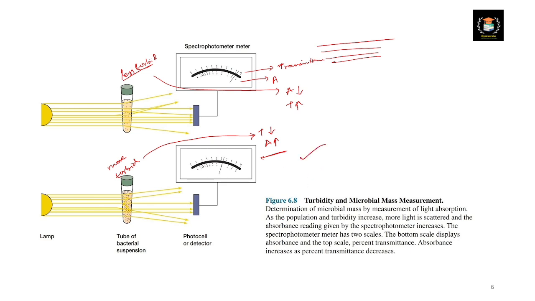You can just go through this. Determination of microbial mass by measurement of light absorption. As the population and turbidity increase, more light is scattered and the absorbance reading given by the spectrophotometer increases. The spectrophotometer has two scales. The bottom scale displays absorbance and the top scale gives the percent of transmittance. As the absorbance increases, the percent transmittance decreases. So this is about increase in cell number.